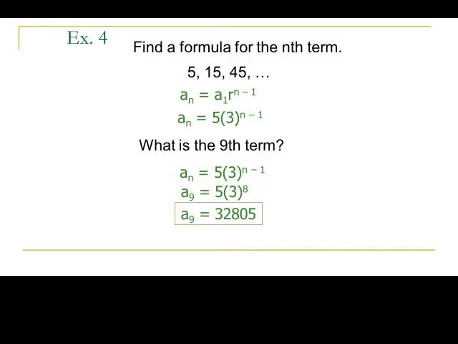Now the next example in which we have to find the formula of the nth term, and the sequence is 5, 15 and 45 and so on. Their first term is 5 and common ratio is 15 by 5, that is 3. So the nth term is 5 into 3 raised to the power n minus 1. So now we can find the ninth term also. The ninth term is 5 into 3 raised to the power 9 minus 1, meaning 5 into 3 raised to the power 8, that is equal to 32,805.